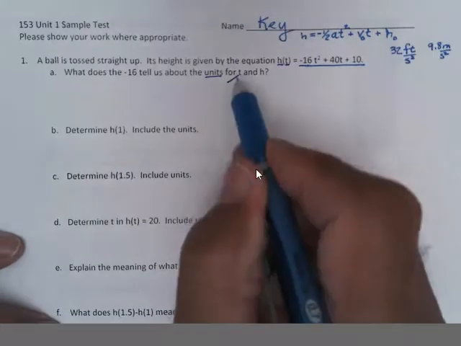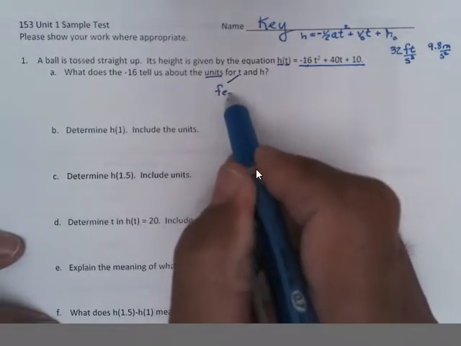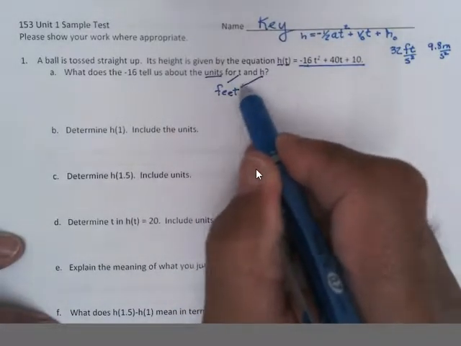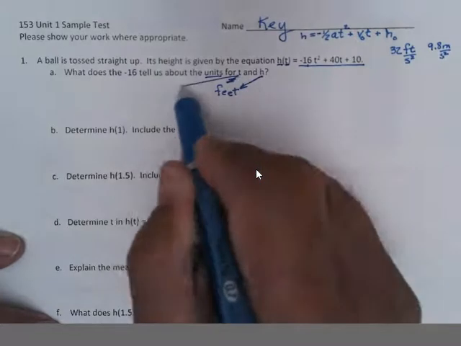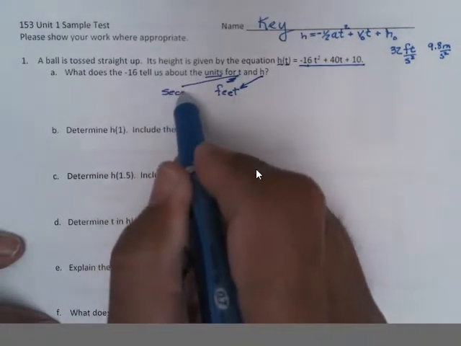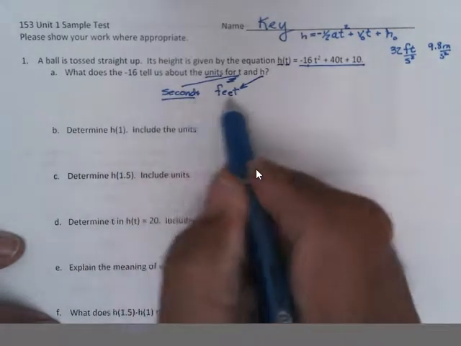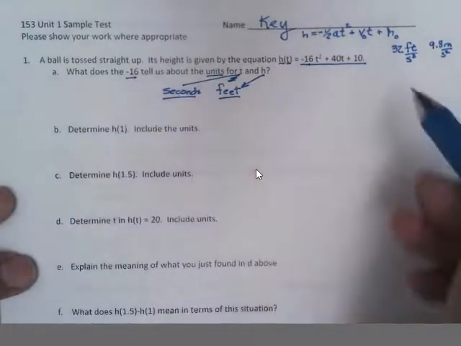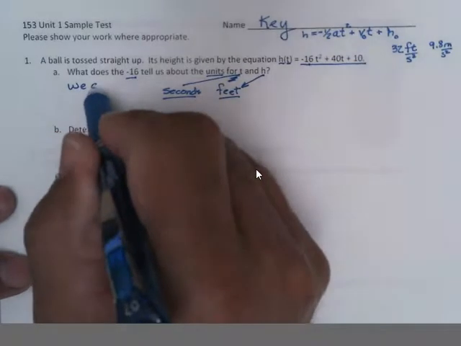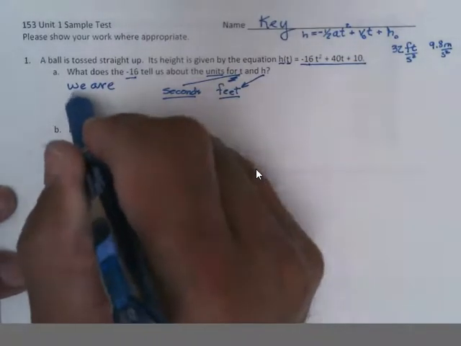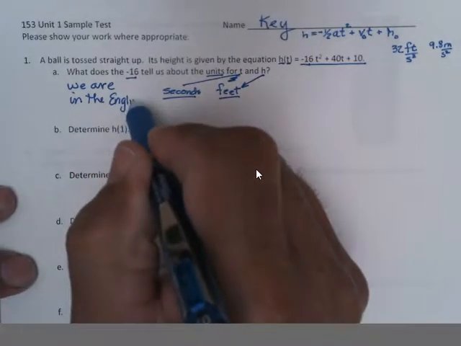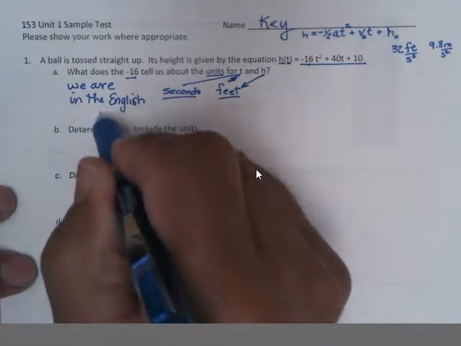So the units for height are feet, and the units for time are seconds. Okay? That's what the negative 16 tells us. We are in the English or American units. Okay?